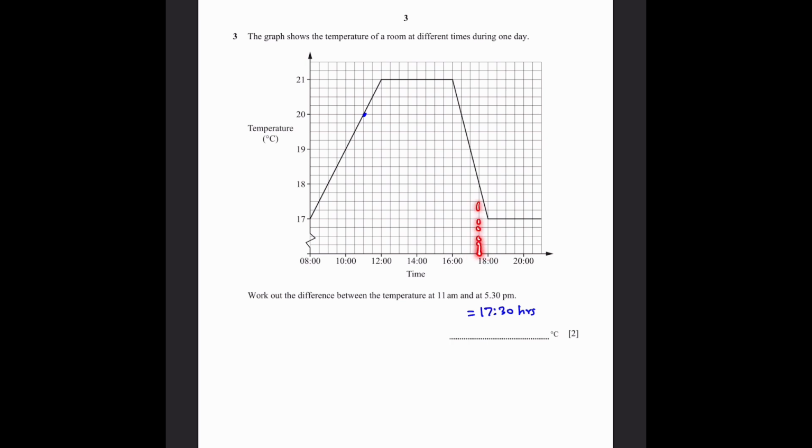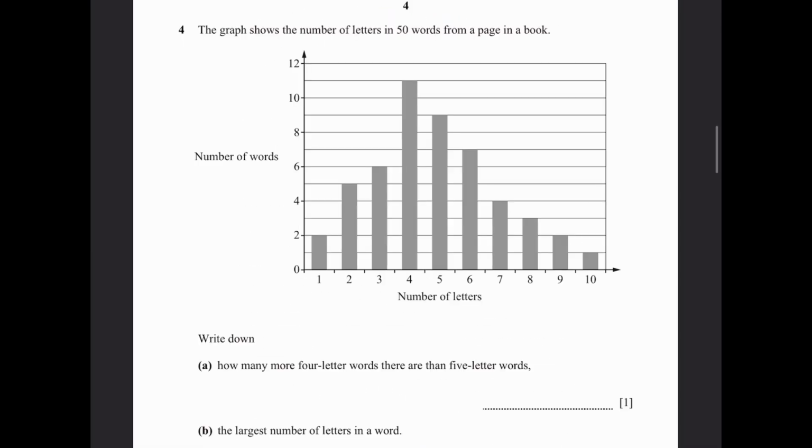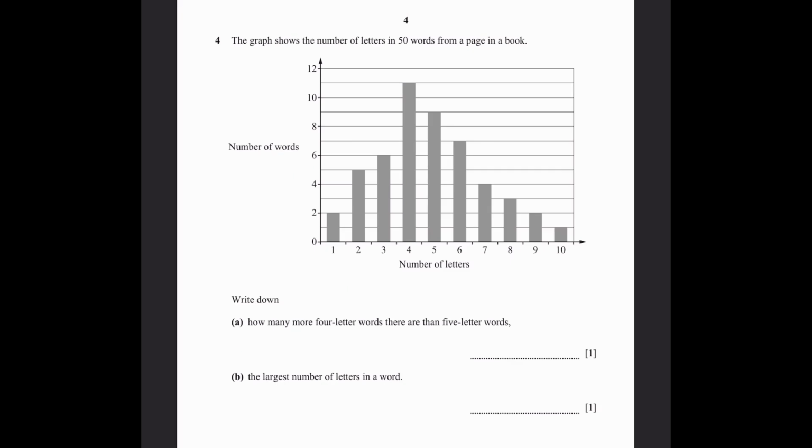And now the temperature is at 18 degrees. So over there, we got 20 and 18. So 20 minus 18 is just 2 degrees Celsius. That's our answer. Question 4. The graph shows number of letters in 50 words from a page in a book. Write down A. How many more 4-letter words are there than 5-letter words? So first, 4-letter words, there's 11, and 5-letter words, there is 9. So 4-letter minus 5-letter is 11 minus 9 is just 2.